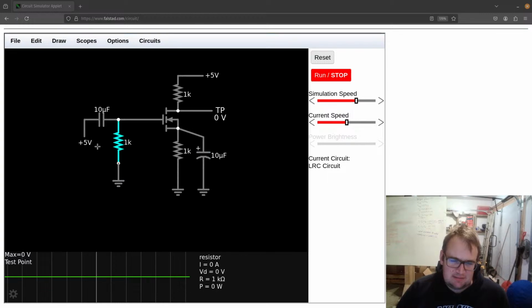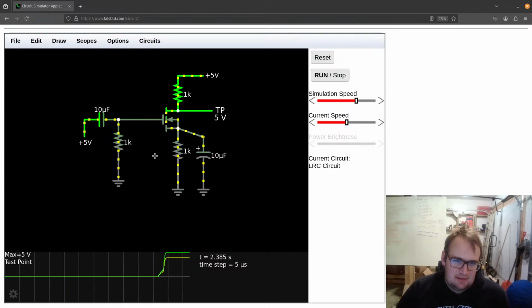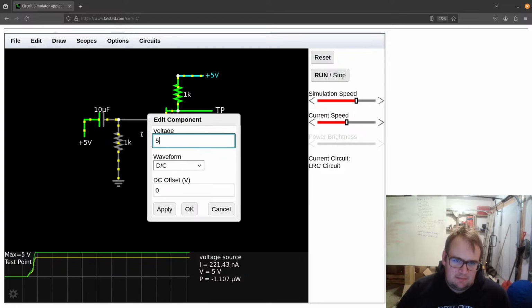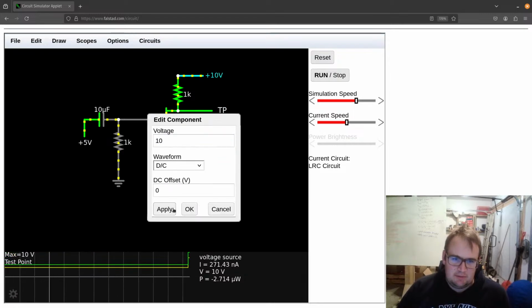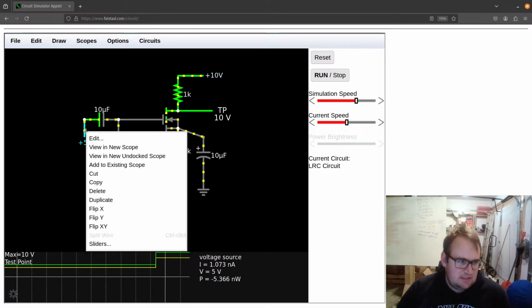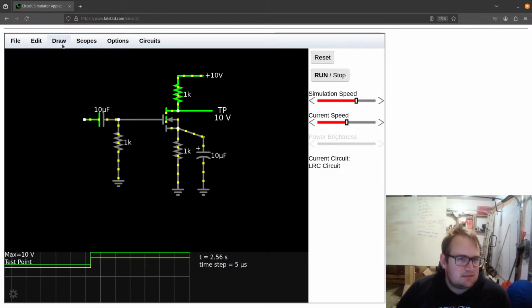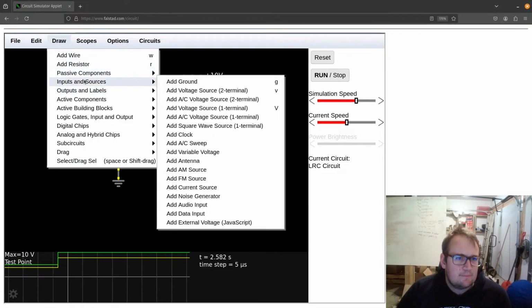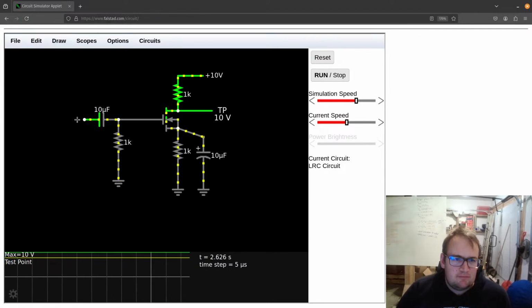Let's just run this. Well, yeah. Yeah, so you see what happened. Because we just quickly reached an equilibrium there. Let's go edit. Put this to 10 volts. Apply. Okay. Let's delete this and change this to a square wave source from inputs and sources. Just curious.